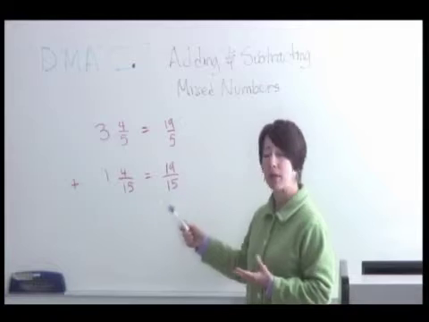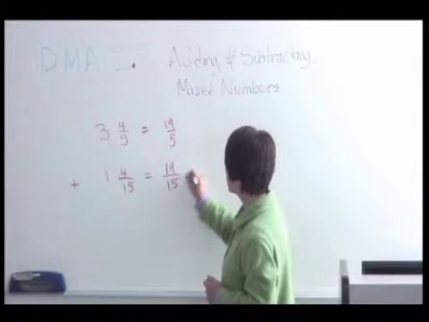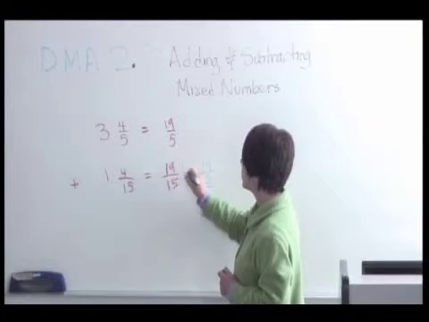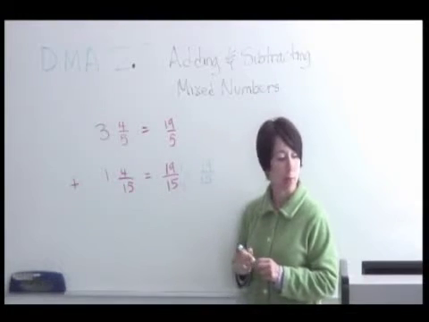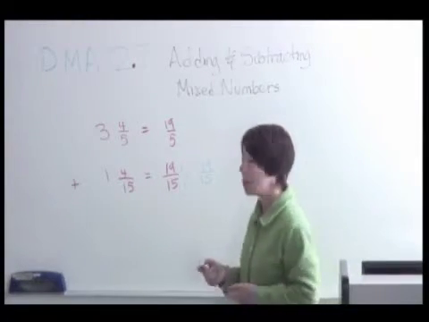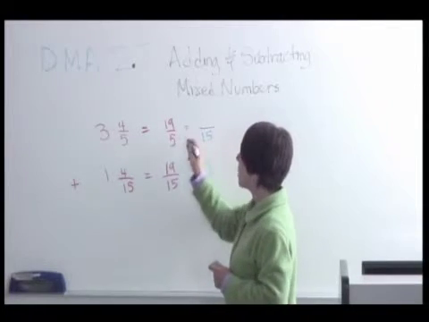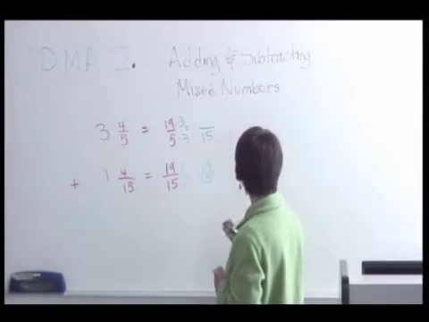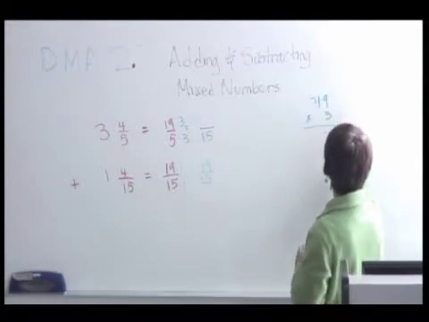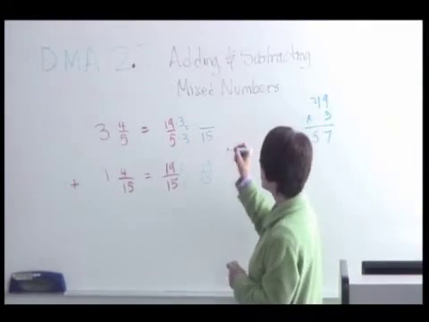If I were to use the list method, my first number would be 15, and 5 goes into 15. So this doesn't have to change, because to get to 15 from 15, I just multiply by 1. And then to get to 15 from 5, I've got to multiply by 3. So I'm going to multiply 19 by 3. 3 times 9 is 27, 3 times 1 is 3 plus 2 is 5, so 57. So 19 times 3 is 57.